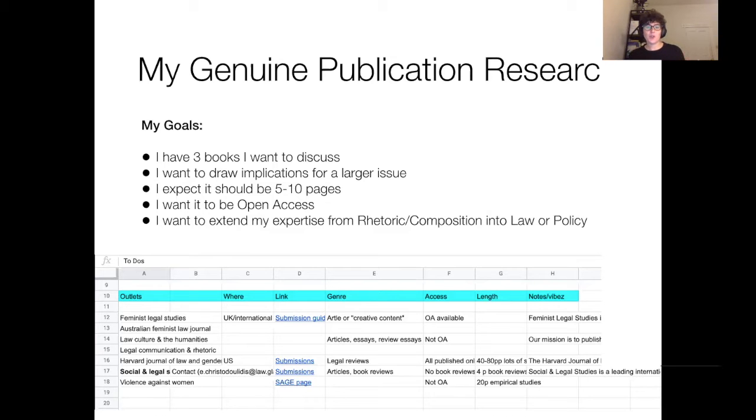And I also have this column that says notes or vibes, where I've just been copying their descriptions of their own purview or any other notes that's just going to help me remember what they are.